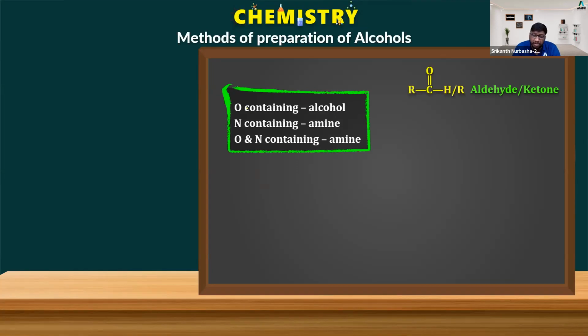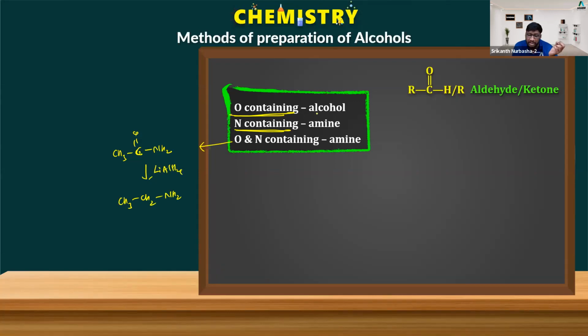So oxygen containing functional groups will be converted to alcohol. If you have a functional group like acid halide, that will be converted to the respective alcohol. Carboxylic acid, that will be converted to the respective alcohol whenever you treat with LiAlH4. Oxygen containing will be converted to alcohol. Nitrogen containing will be converted to amine. Oxygen and nitrogen containing will also be converted to amine. Like if you have CH3, C double bond O, NH2, an amide, treating this with LiAlH4, you will get CH3, CH2, NH2.